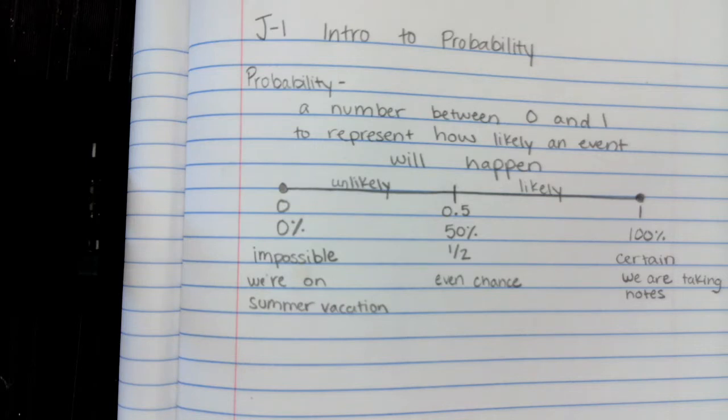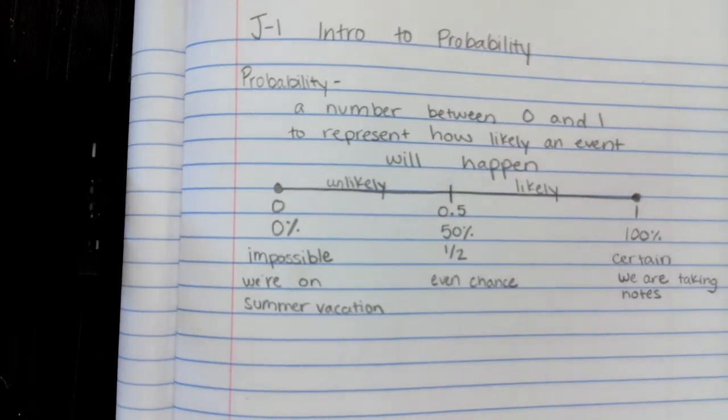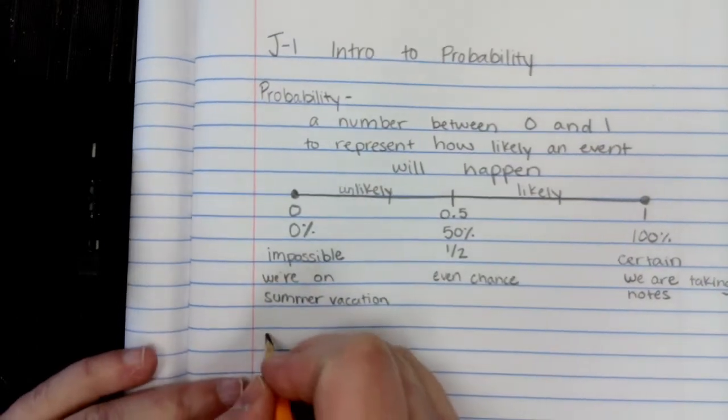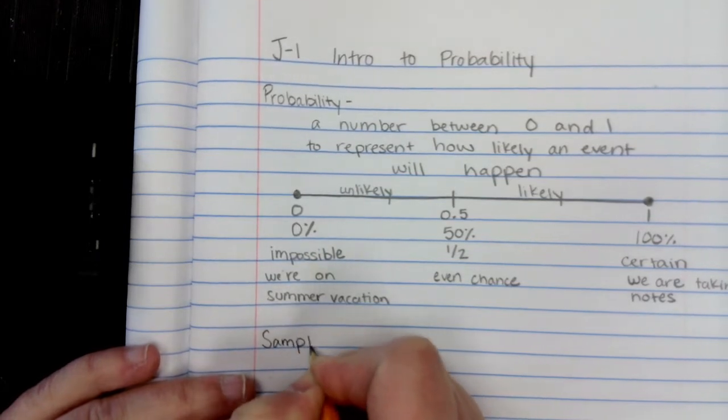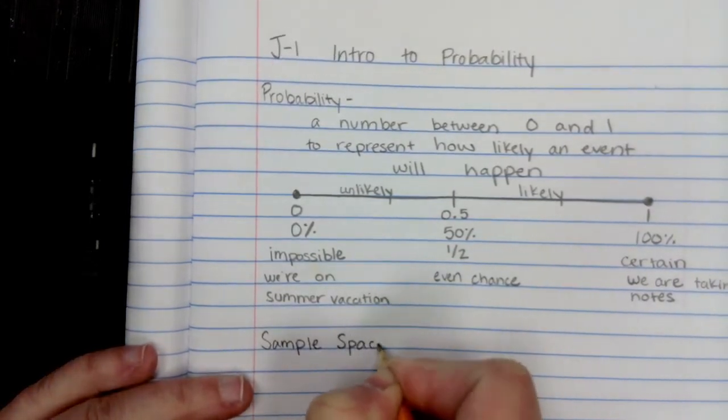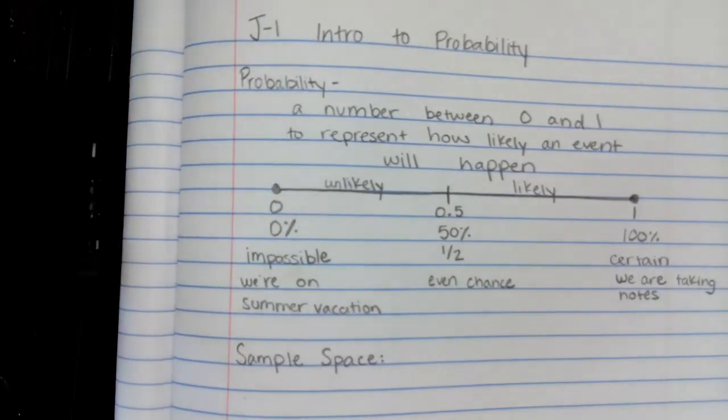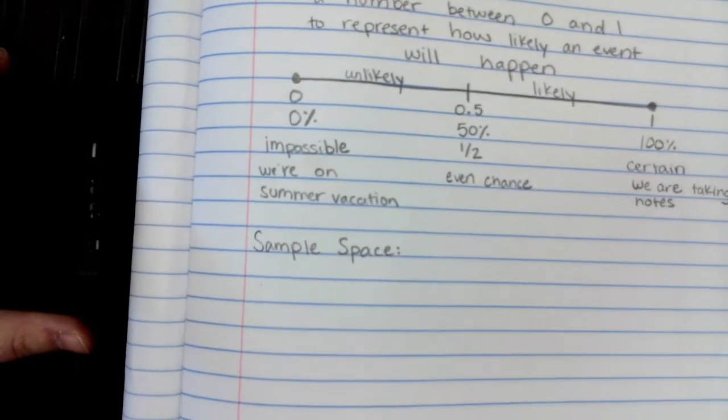We're going to be calculating probability in just a moment, but we're going to talk about sample space first. It's kind of a lot of vocab today. Get on your notes. Sample space is all the possible outcomes.